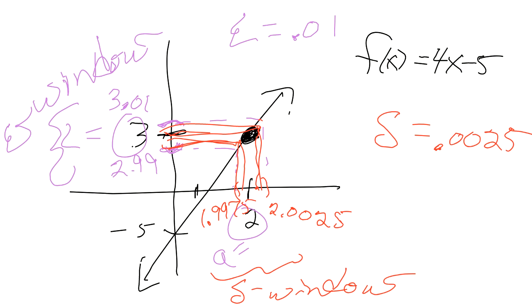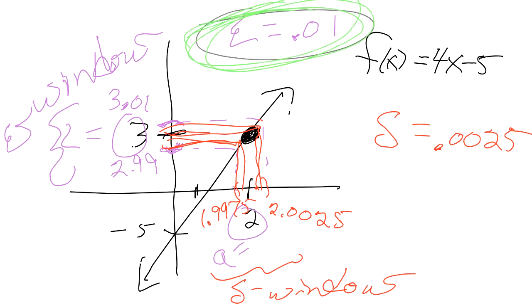But somebody else may come along and, let's use gray. Well, that doesn't look very good. Let me just go with green. And somebody says, hey, that's great, you did it for that, but what if epsilon equals 0.001? Can you do it for that? Well, yeah. So we have a smaller window around 3. That'll lead to a smaller window around x equals 2.